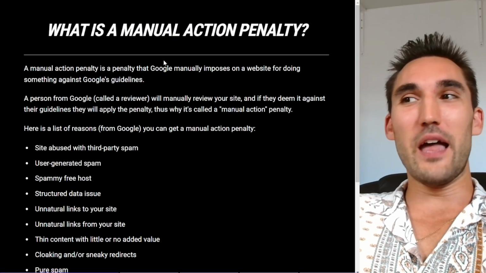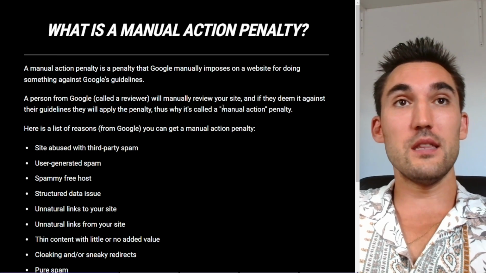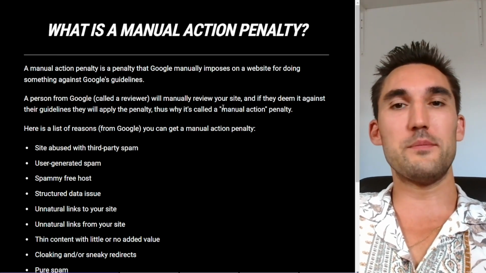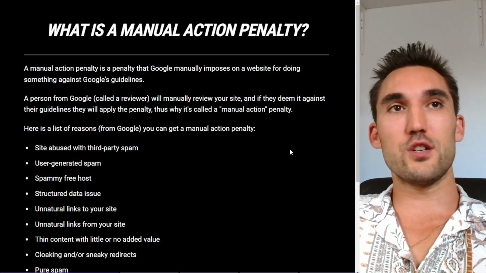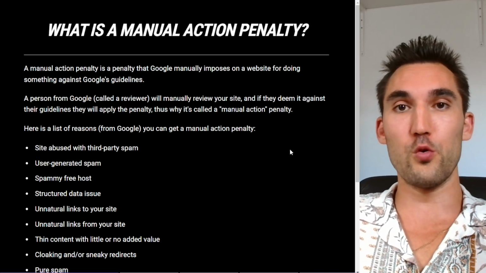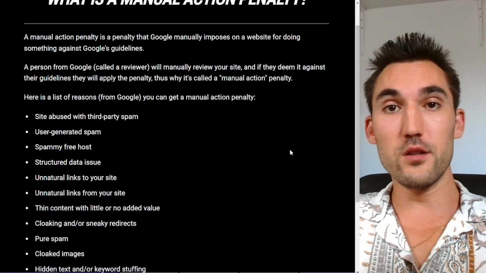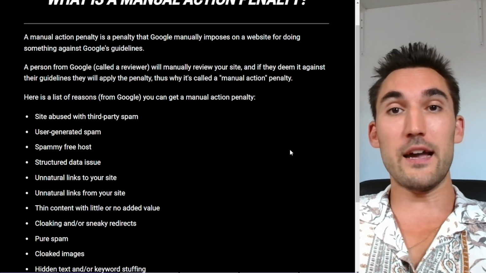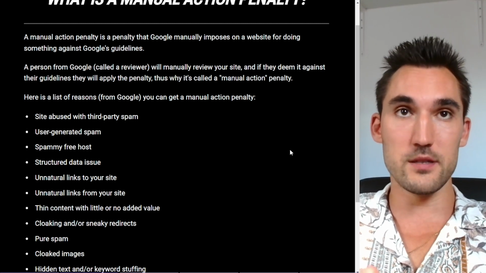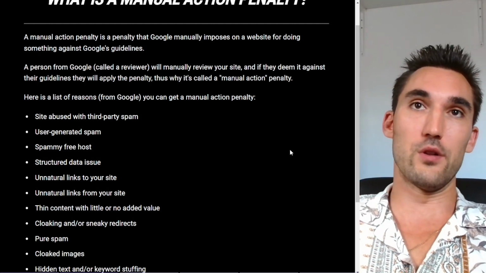A Google manual action penalty is a penalty that Google manually imposes on a website for doing something that's against the Google guidelines for Google search. So what actually happens is an actual person from Google called a reviewer will manually review your website, and if they deem that it goes against their guidelines, they will actually apply the manual action penalty, which is why it's called a manual action penalty.